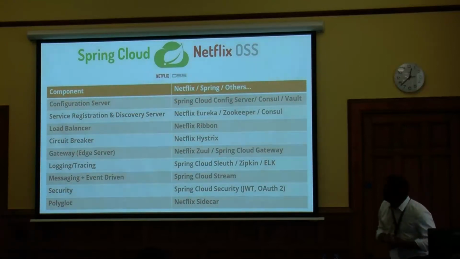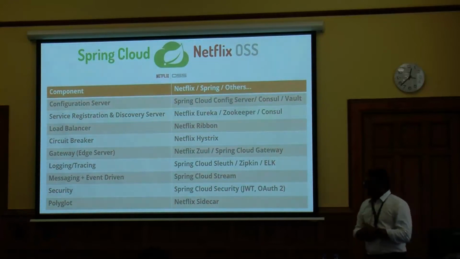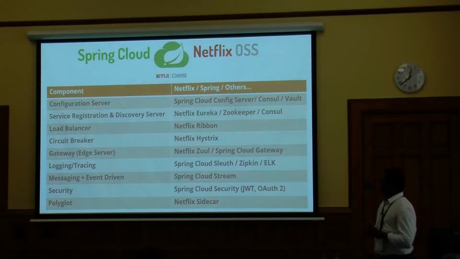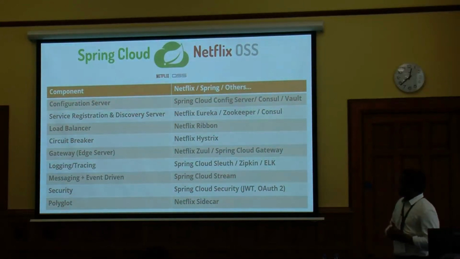Let's say configuration server. Here you have Spring Cloud Config Server. If you don't want to use it, you can use something like Consul or Vault. For service discovery, it's going to be Netflix Eureka, or else you can use Zookeeper or Consul. For load balancing, you will use Netflix Ribbon. For circuit breaker, you will use Netflix Hystrix. For gateway, Netflix Zuul, and the latest one is the reactive gateway from Spring Cloud.